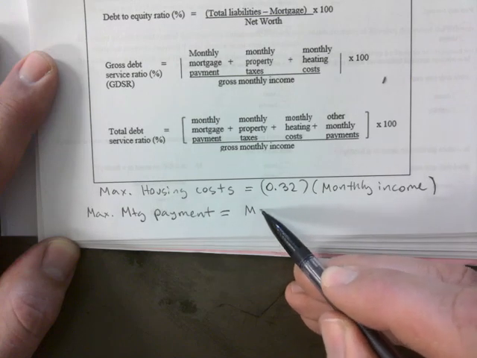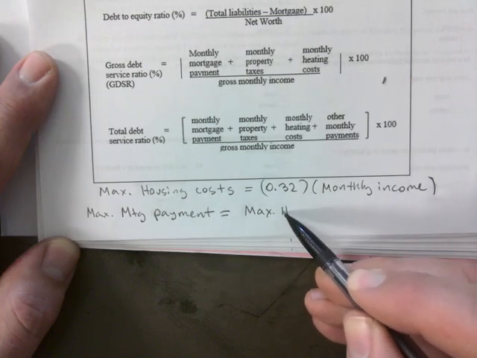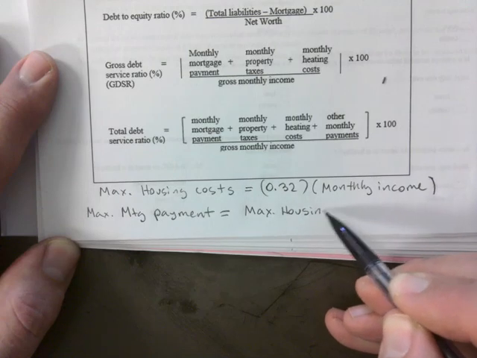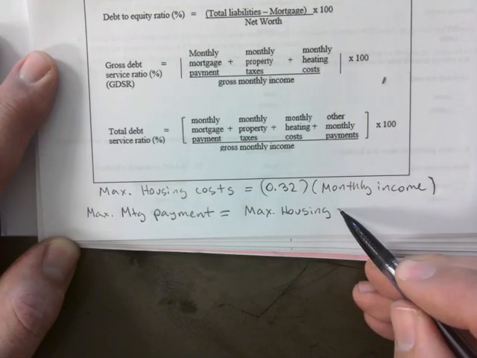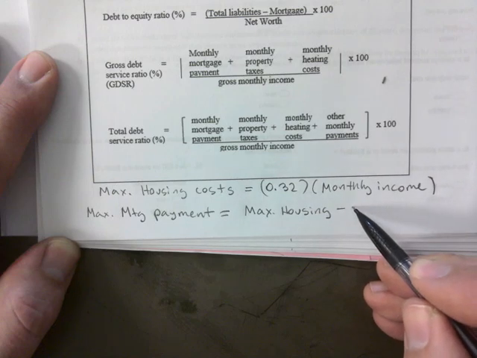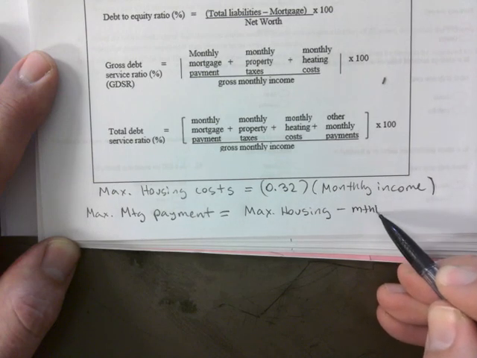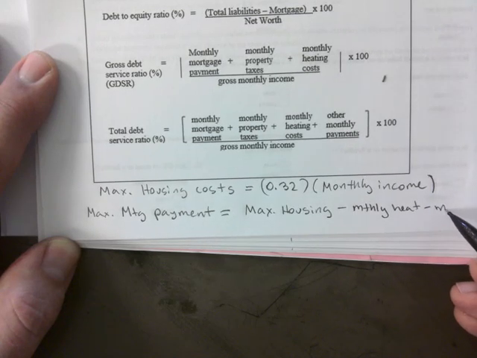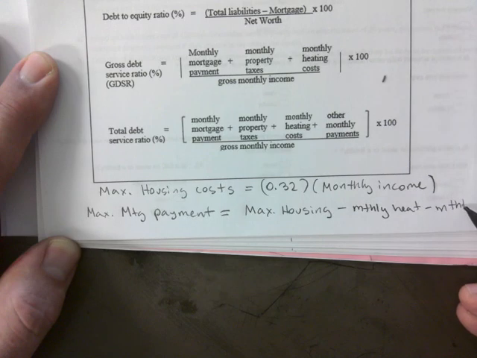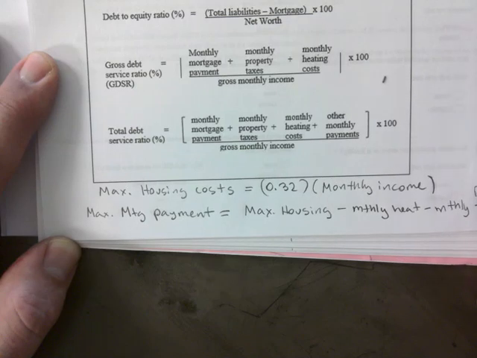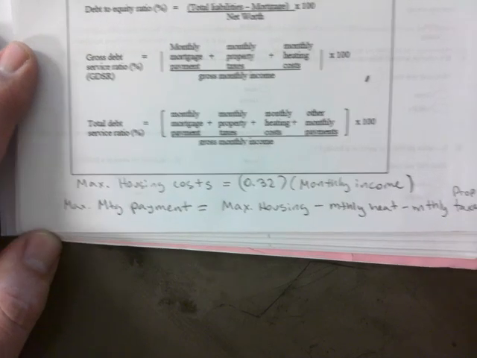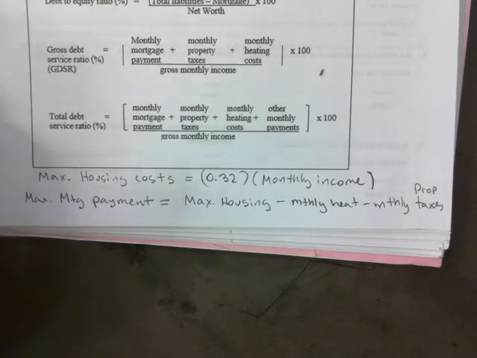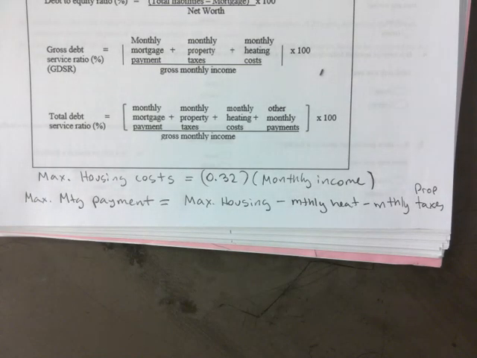you take the max housing that you calculated above, and we're going to subtract the monthly heat and monthly taxes, property taxes, that is. So please add those to your study sheet. Make sure you have that.